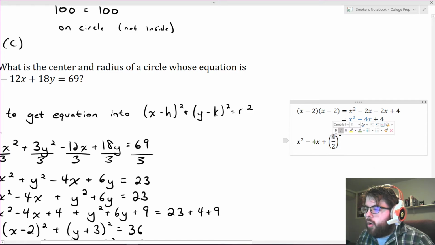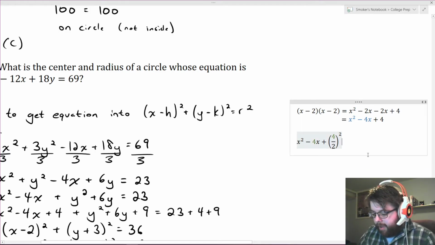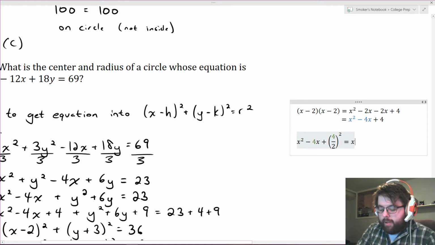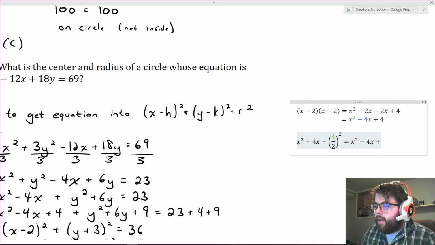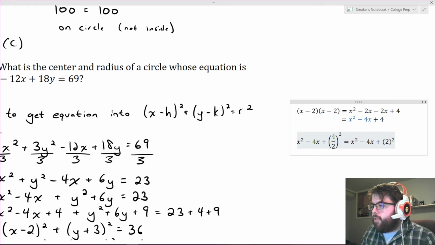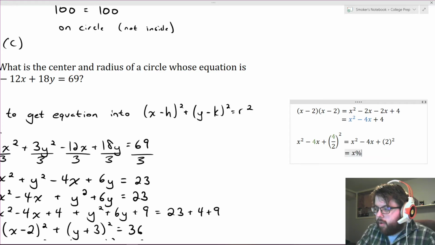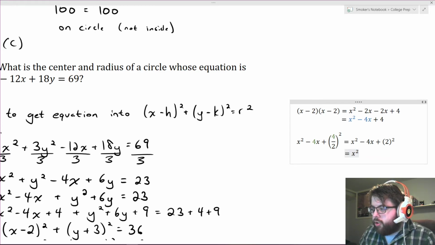And I'm going to always take half of that and square it. And in this case, it's going to be plus 2, taking half of 4, because half of 4 is 2. And then that's going to be 4. So that's how I got that. Pretty tricky stuff.